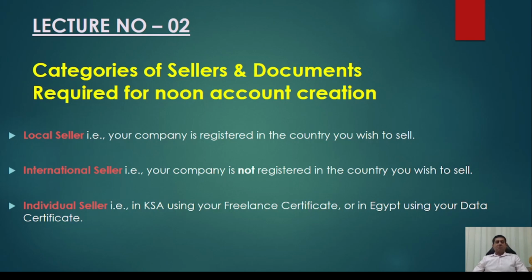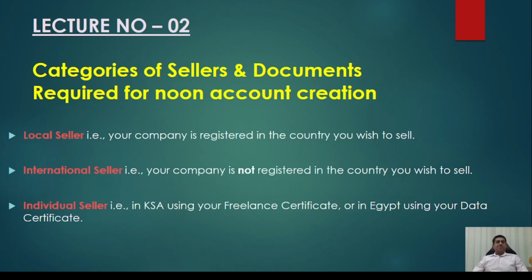The first one is local seller. Your company is registered in the country you wish to sell. If you are living in KSA, UAE or Egypt, and your company is registered over there, it should have a trade license. That is called local seller. Then we have international seller. International seller means your company is not registered in the country you wish to sell. Which countries are included and where a license is applicable, I will tell you in the next lecture, once we go through the Noon account creation.